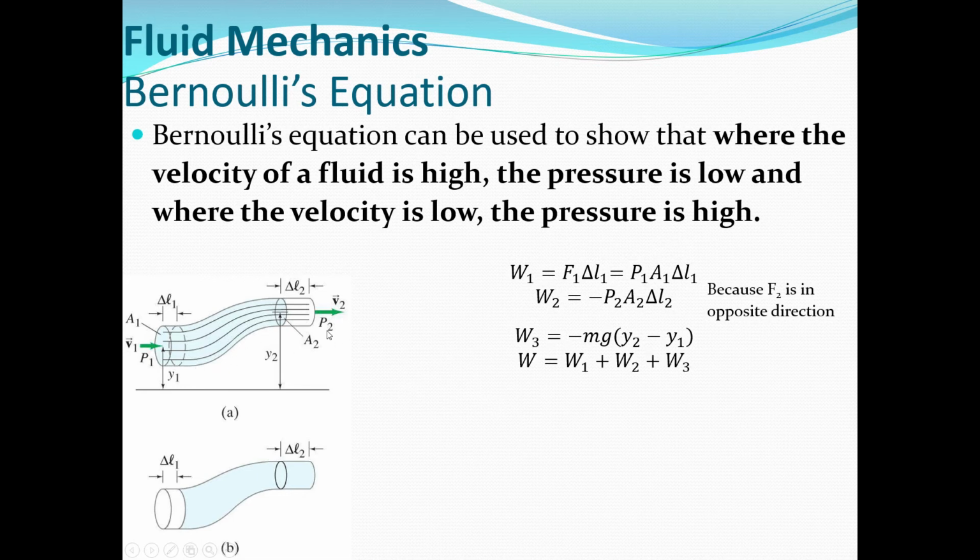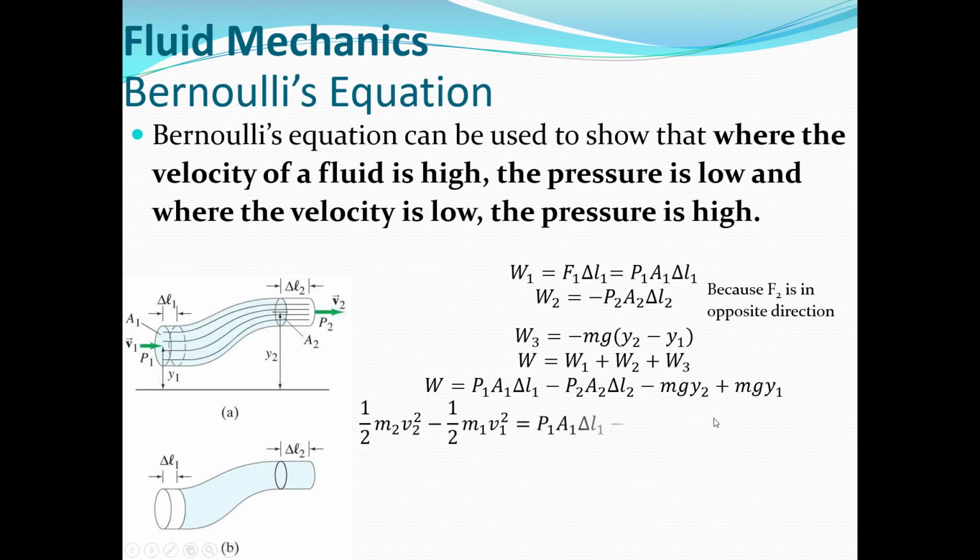Now the total work being applied to this is just the sum of these three terms. So we end up getting this when we combine them all together. Now, the work done on this tube is going to be equal to the change in the kinetic energy of the water at this end versus this end. So we're going to take this entire term that we just found and set it equal to the change in kinetic energy.